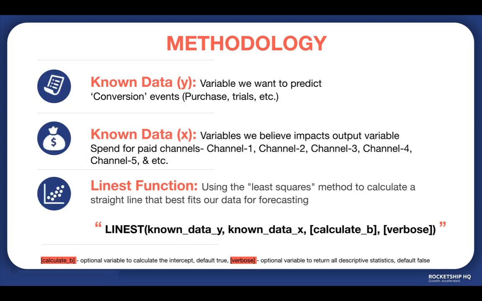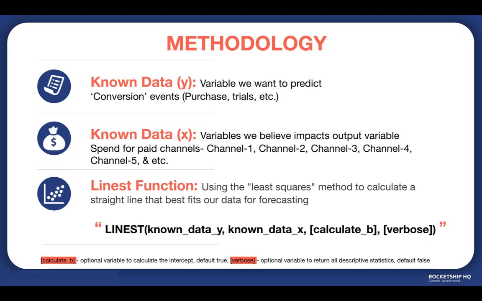In terms of methodology, we will require known data for the Y variable that we want to predict, which in this case is purchases. But we can have some other conversion metrics as well. Also, we will be taking known data, which is X variables, that we believe would have an impact on the Y output variable. So, for example, in this case, we will be starting by taking spending only from multiple channels, but we can take impressions as well along with this to make our model more accurate.